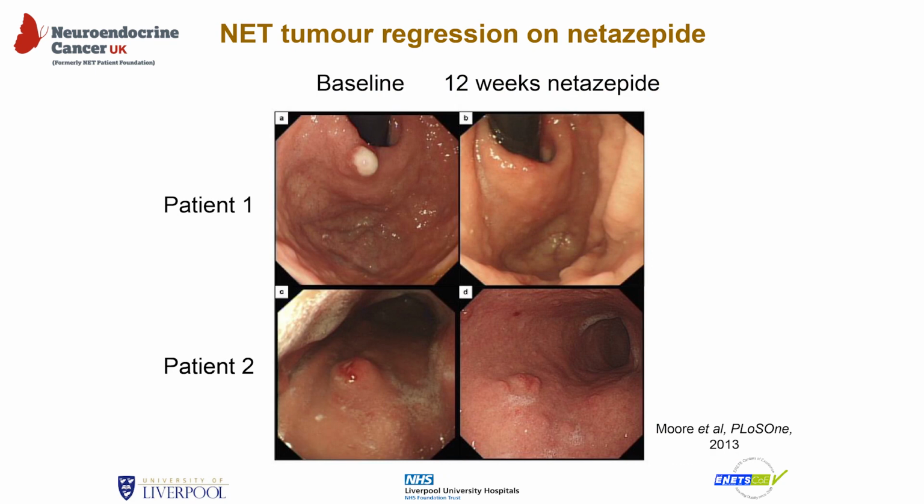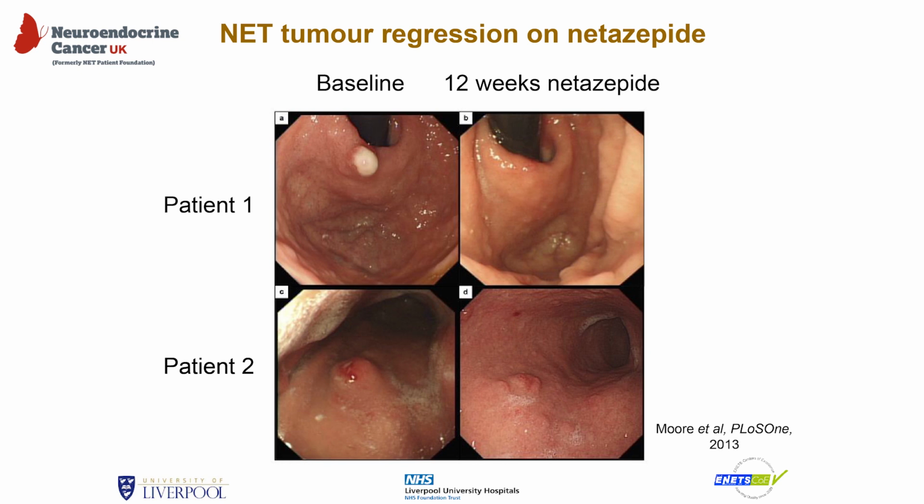This is an example of the response we saw. This is only at 12 weeks. We've got two patients here. Top two images are patient 1, bottom 2 are patient 2. Left images are at the start of the trial, and the right images are after 12 weeks. And you can see polyps in these patients which got smaller after 12 weeks.